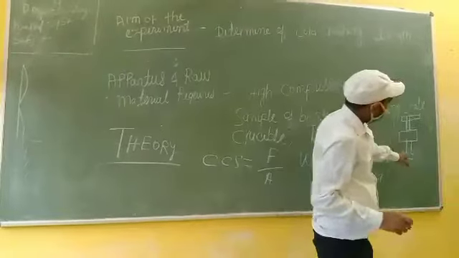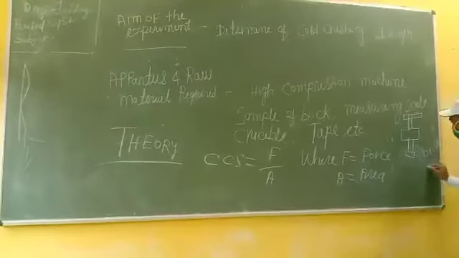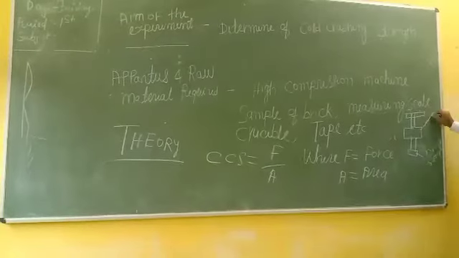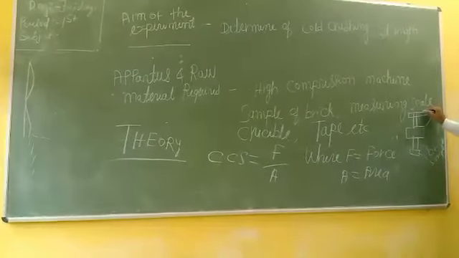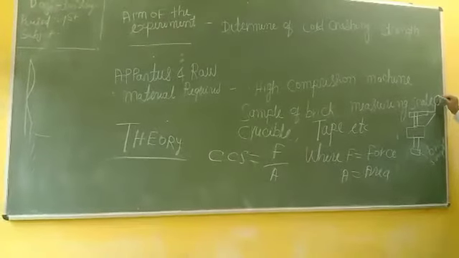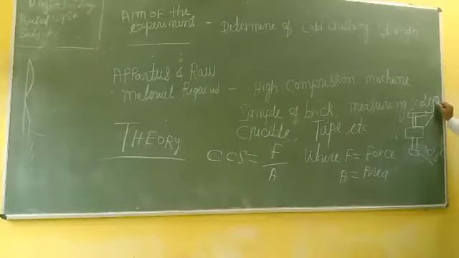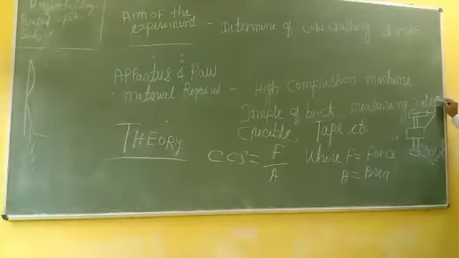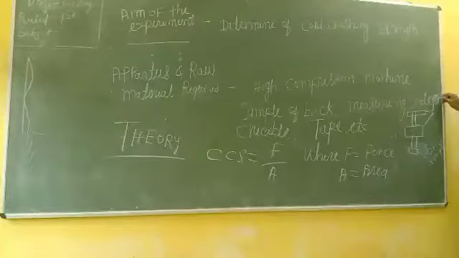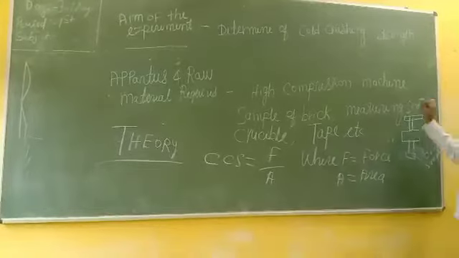This is a sample of brick. This is a compression machine. Compression machine forces: 25 kilonewton, 35 kilonewton, 50 kilonewton, 70 kilonewton. We can apply force, for example 25 kilonewton.